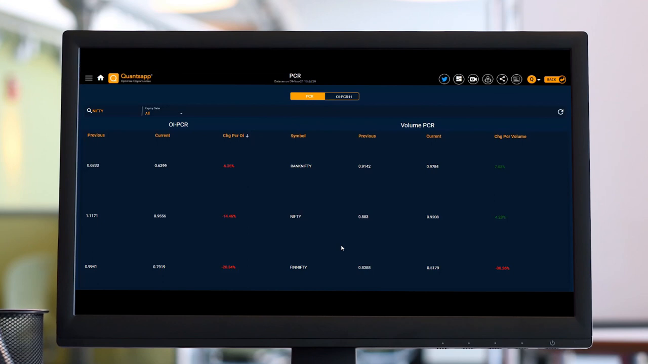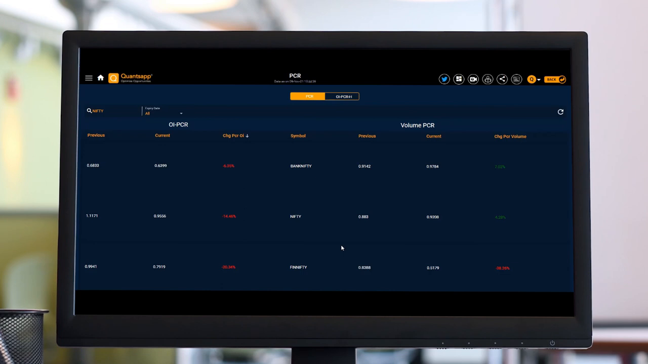Now, there are two times when the PCR will go down. One is when the put writers are not aggressively betting, but call writers are aggressively betting. Second time is when put writers are squaring off and the call writers are getting heavy.